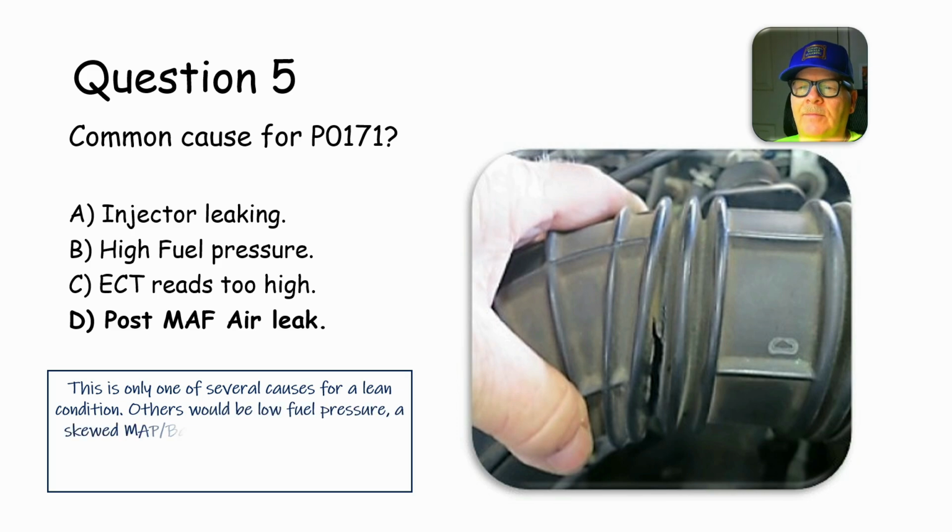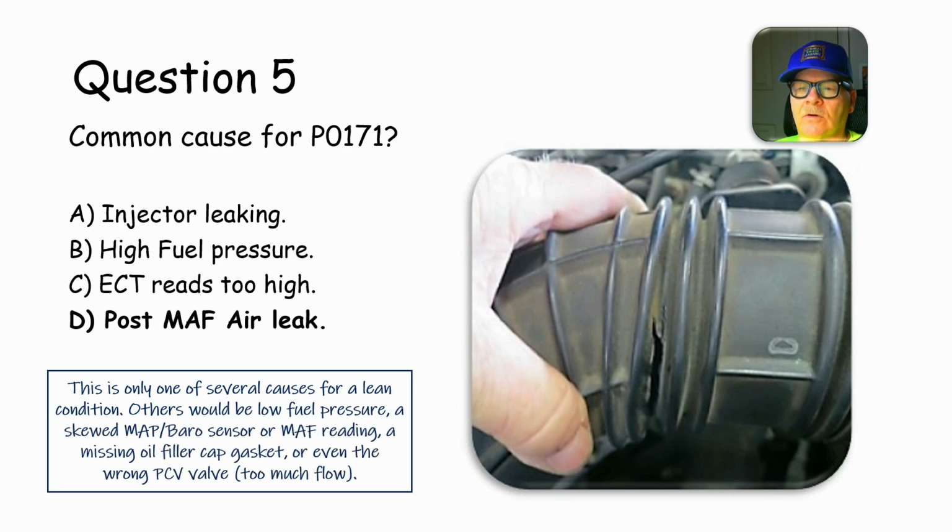Now we're going to have a post-mass airflow leak. Of course, you could have low fuel pressure. You could have a skewed MAP or baro sensor. If it thinks you're at high altitude, it's not going to put enough fuel in there. Oxygen sensors will pick it up. Fuel trims will respond, and it'll give you a P0171. If you've got a skewed mass airflow reading, and it doesn't have to be skewed very much, it can toss you this code and make the fuel trims go way off.